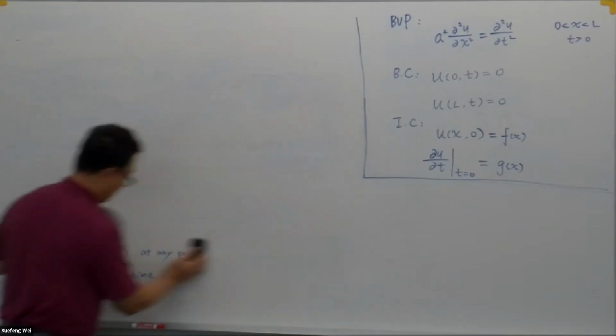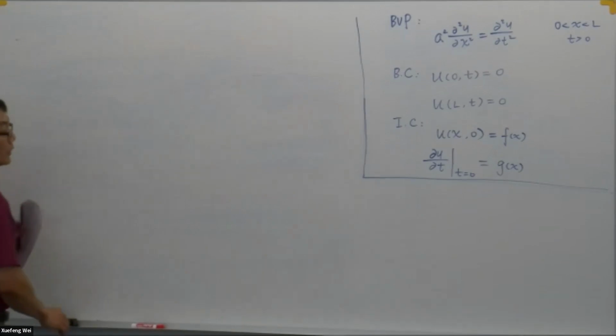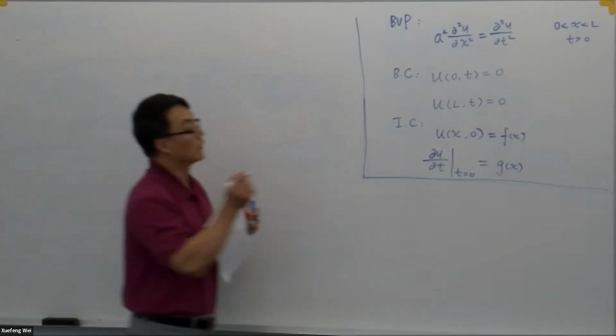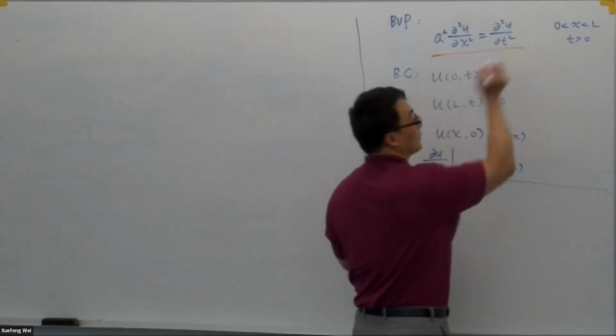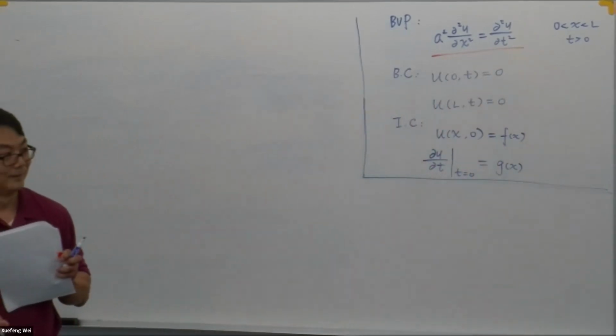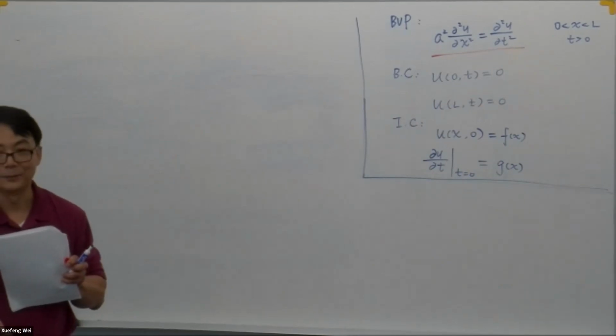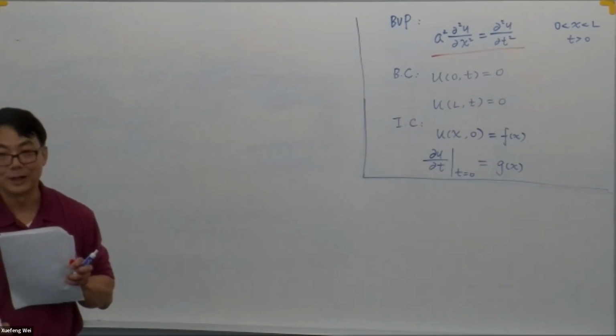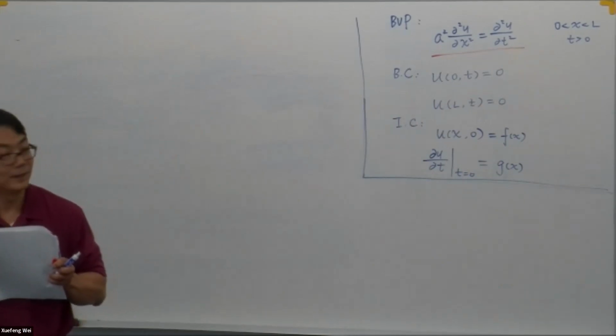So we start with what? We start with our governing equation. What should we do? Rewrite it? What do you mean rewrite it? We have to solve it. Right, we have to solve it using separation of variables, right?